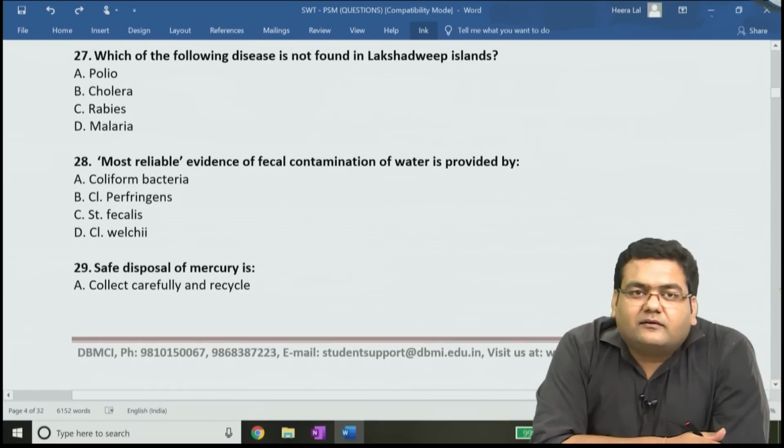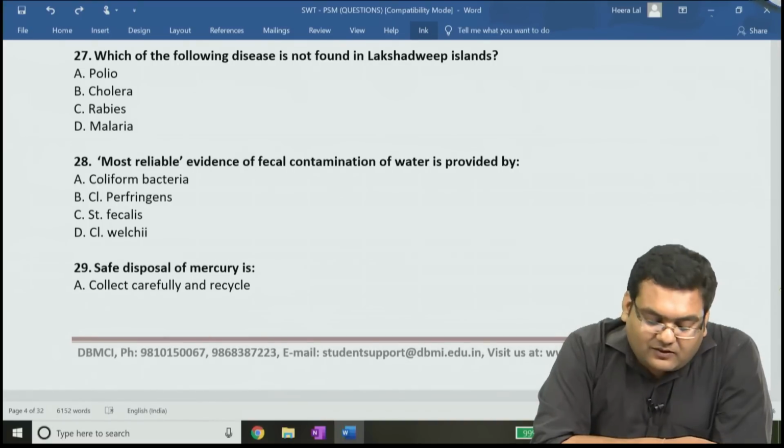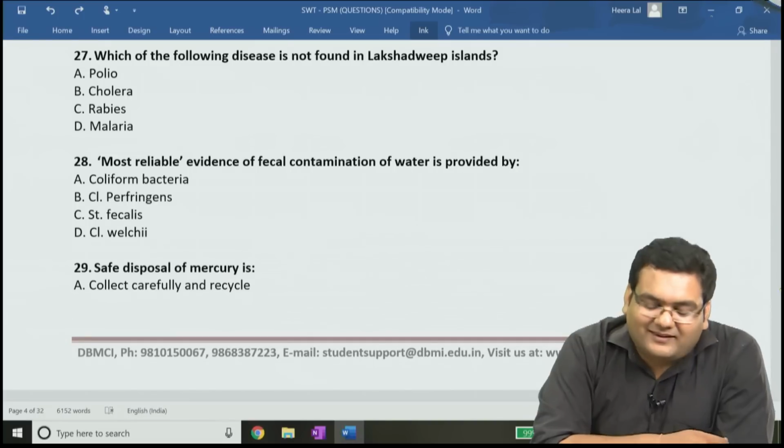Question number 27. Which of the following diseases is not found in Lakshadweep Island? Correct answer is very good, option C, that is rabies.